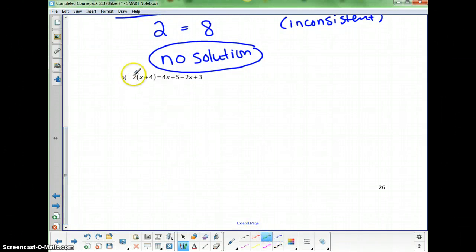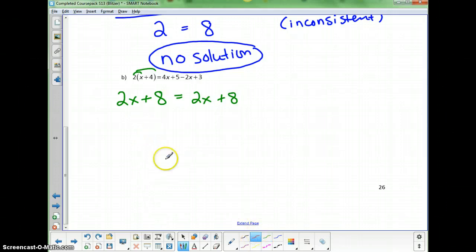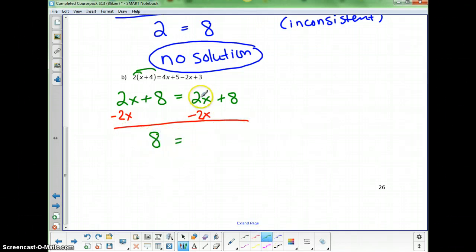I'm going to start this one off with a distribute. 2 times x is 2x, plus 2 times 4 is 8, equals, let's combine our like terms right here. 4x minus 2x is 2x, and 5 plus 3 is 8. And again, all of our variables need to be moved to the same side, so either way I move them, I'm going to be subtracting a 2x from both sides. So we're going to end up with 2x minus 2x is 0, that leaves us with 8, and 2x minus 2x is 0, that leaves us with 8.